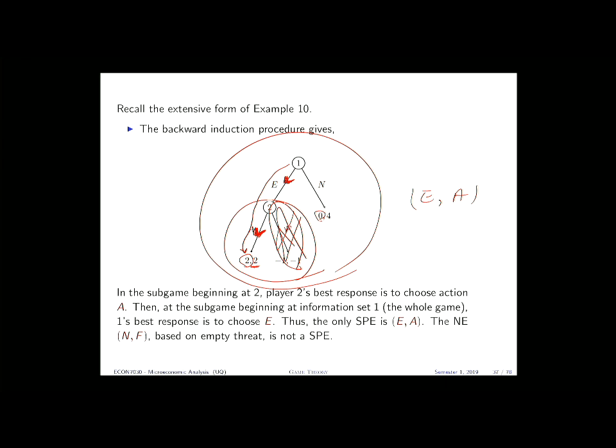So by this argument, we got rid of the bad Nash equilibrium, which was F, the non-credible one. And therefore, this is the good Nash equilibrium. Obviously, sometimes we find unreasonable SPEs as well, but this is a smart way of getting rid of some of the NEs that are not reasonable. Okay, any questions?